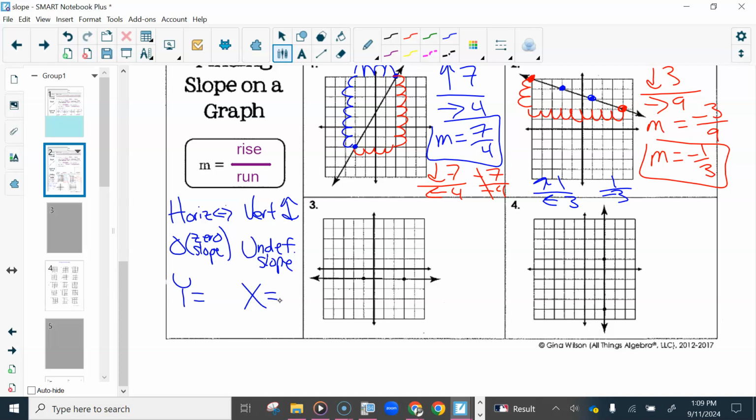So if I have a horizontal line, the slope is always going to be 0, no matter what. But if I wanted to count it, I could still do that. Because I know I won't have a rise, but I do have a run. I could count my run to be 4. But I know 0 over anything is still going to be 0. So I don't need to count it. I should know the slope is going to be 0.